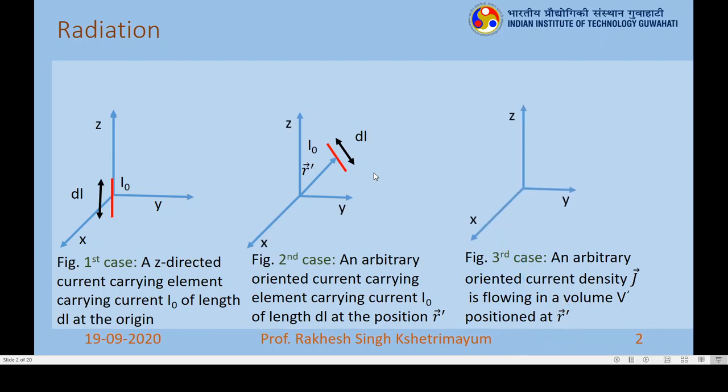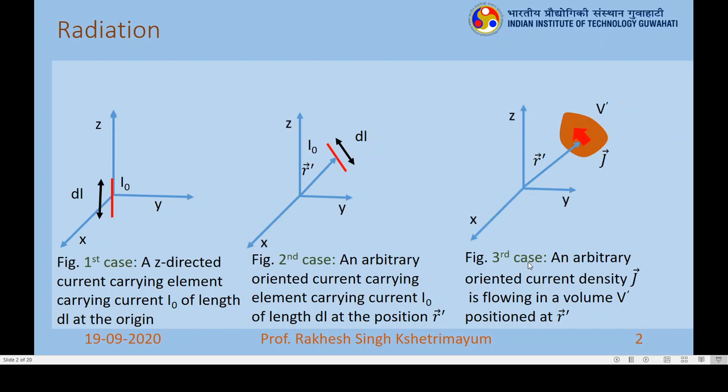And the third case is where you assume that there is a bulk conductor at a distance r_s from the origin, having a current density J. The volume of this bulk conductor is V dash, and the volume current density is J. This is the most general case we can consider for finding the fields radiated by this current density, and the first and second cases are particular cases of this third case.